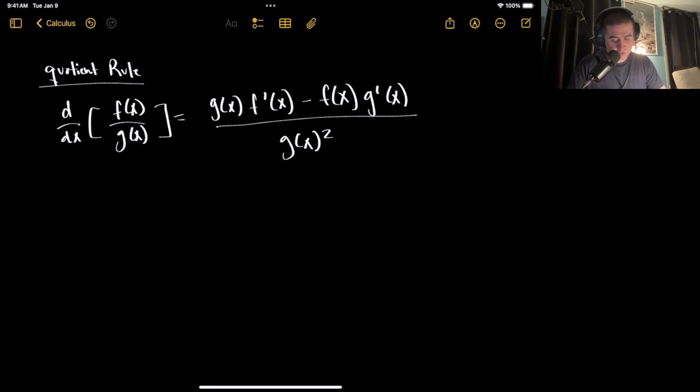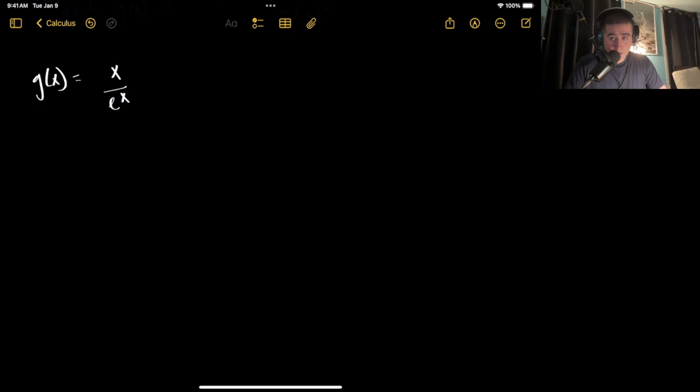So essentially what we're doing in the numerator is taking the derivative of f of x and multiplying by g of x, then subtracting f of x times the derivative of g of x, over g of x squared. All right, here we have the first example using the quotient rule. We're going to establish that f of x is equal to x and g of x is equal to e to the power of x.